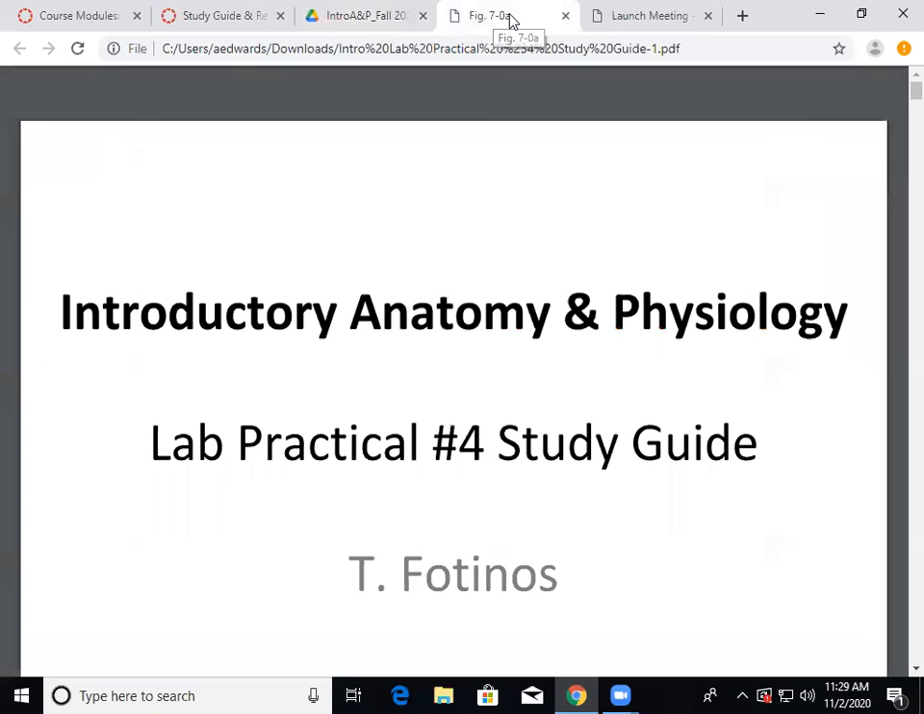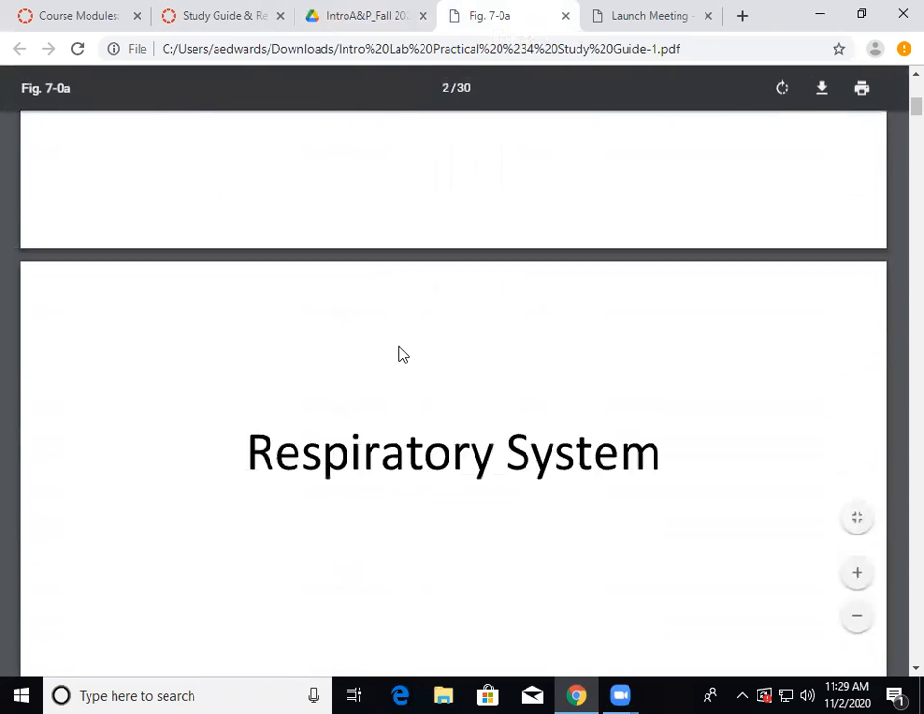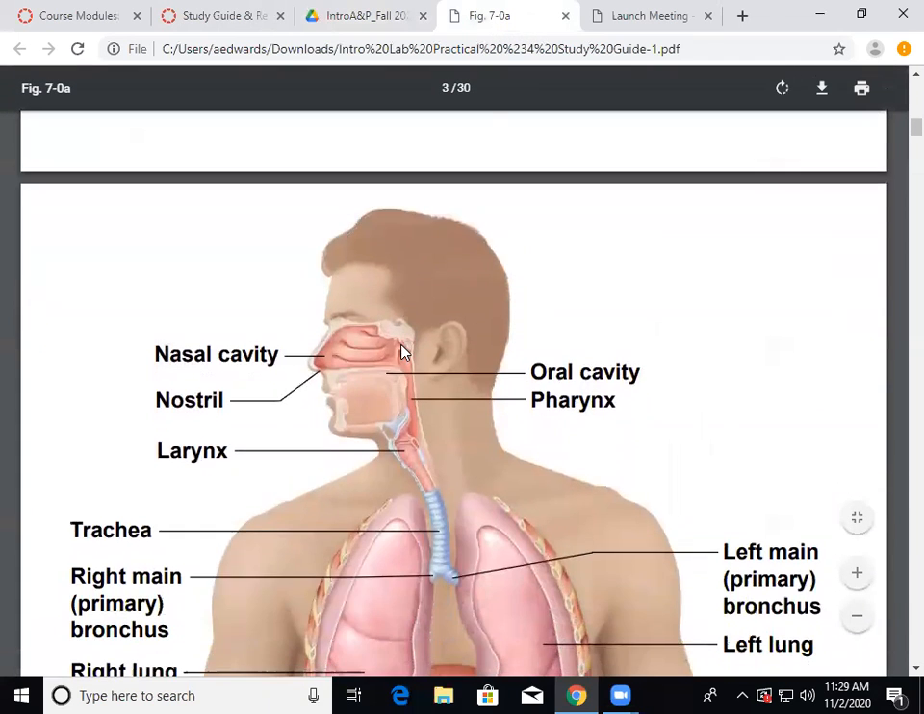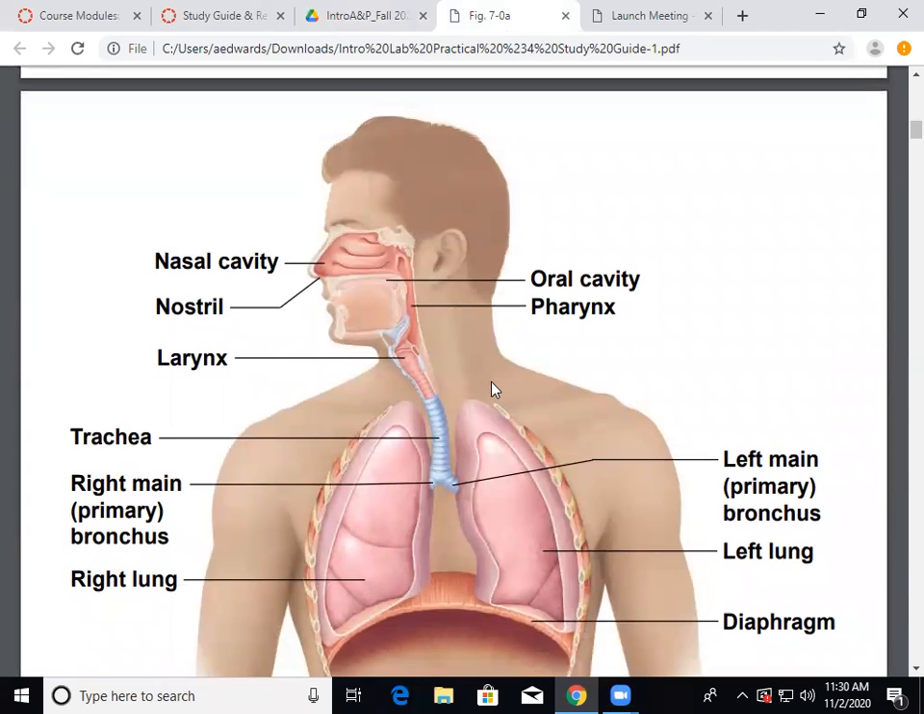So let's go to the study guide and start with the respiratory system. We want you to be able to know different parts of the respiratory system. I can't guarantee it'll be this picture, but I can guarantee you're going to see a picture on your practical with letters, and you'll have to say which structure that is. So get very familiar with this chart.